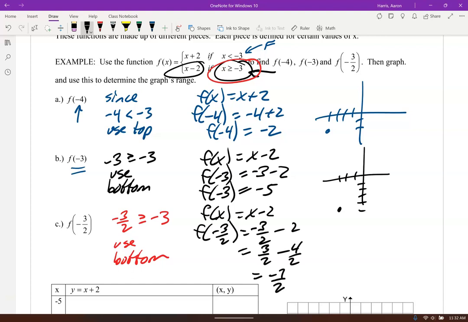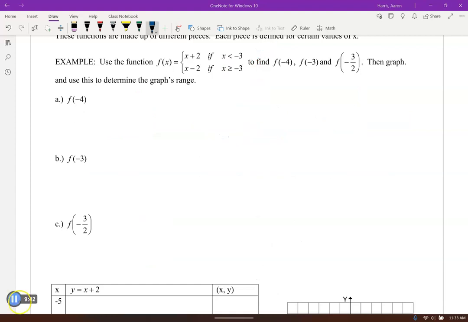All right, now let's actually graph these things. What I'm going to do when I'm graphing it is first take a table of values with this top one, okay? So for f of x equals x plus 2, notice my x values have to be less than negative 3. I'm going to put negative 3 on there, but I'm less than that, so I'm going to say it's open. It goes right up to it, but it does not include negative 3.